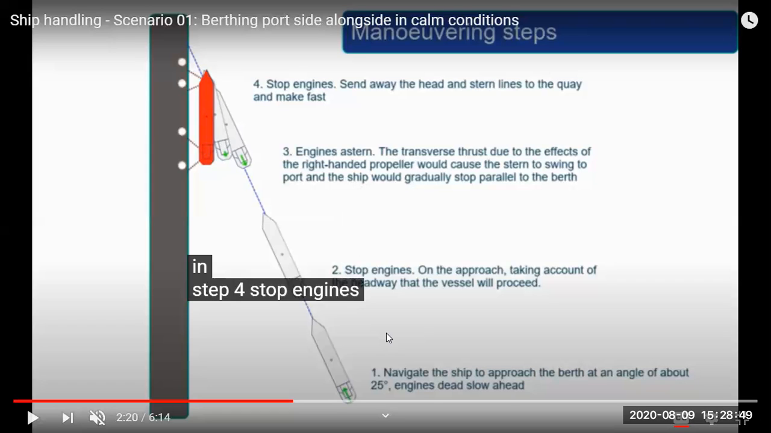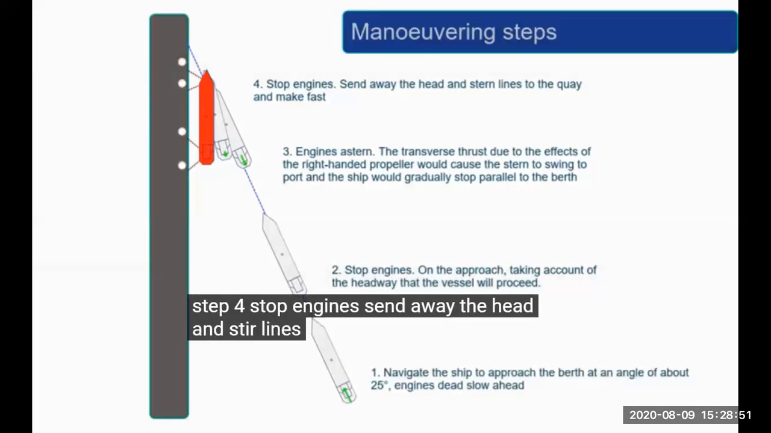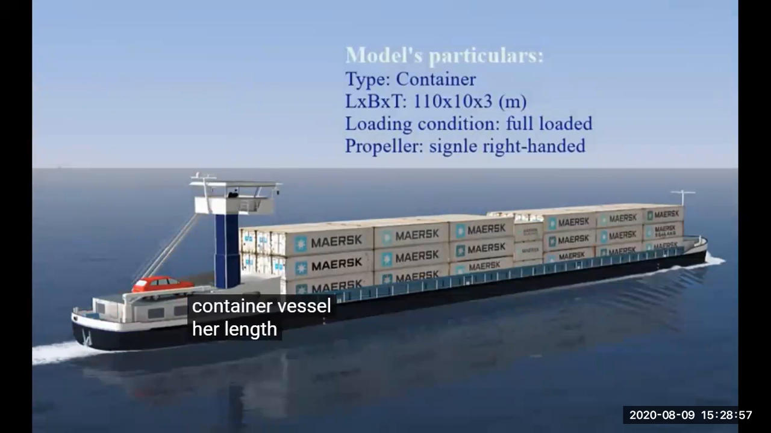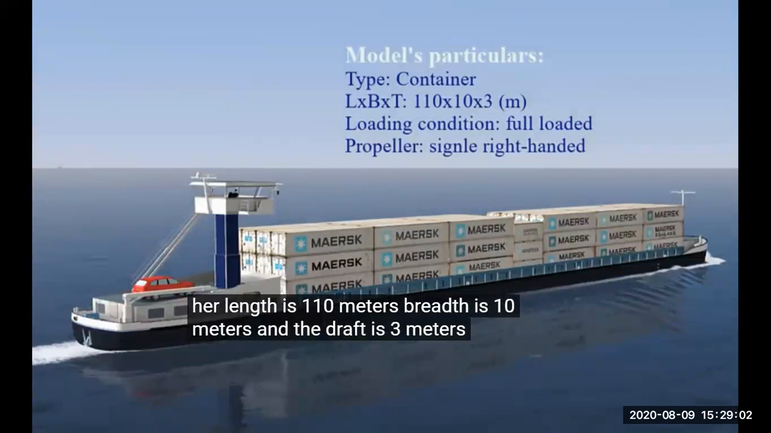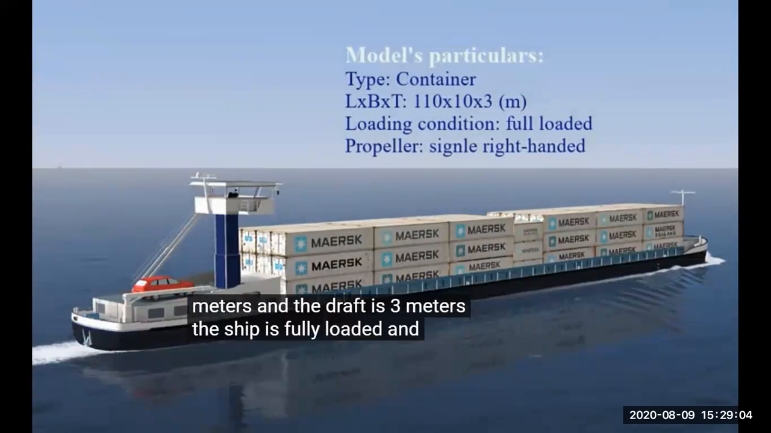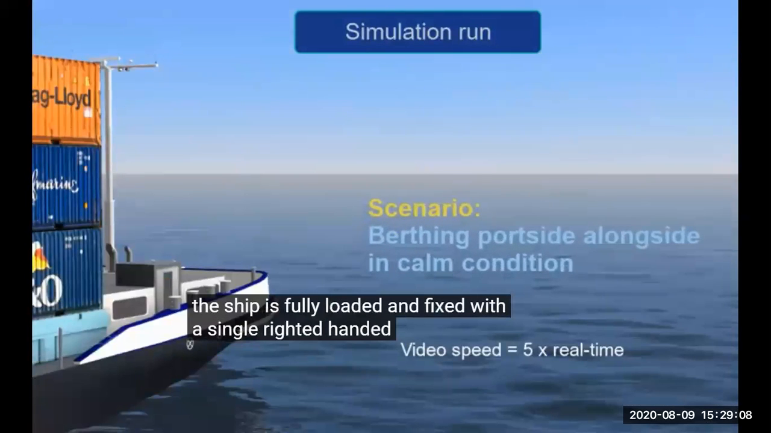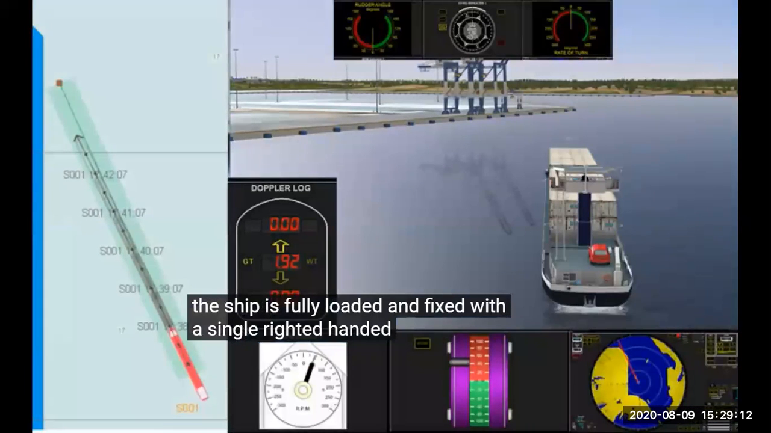But remember, all ships behave differently, so we have to know our ship. So let's see the scenario. This model is a container ship, 110 by 3 meters, in fully loaded condition, with a single right-handed propeller. Draft is 3 meters. So again, same scenario, berthing port side alongside, but now we will see all the parameters.